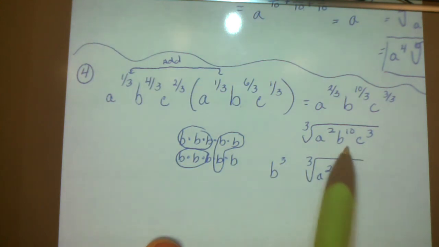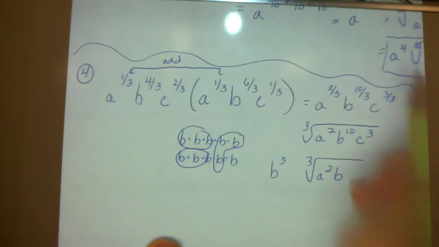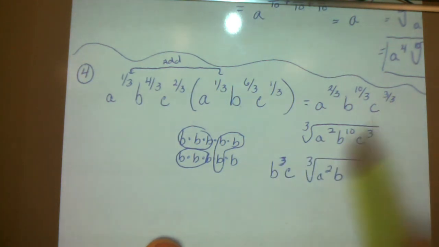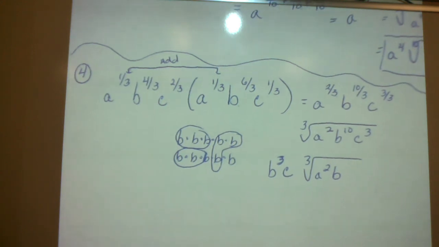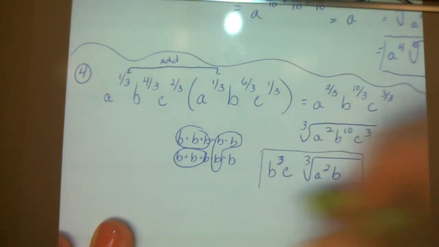And then I've got 3 c's. This one I don't need to write out. I've got 3 c's and I'm grouping by 3. That's going to give me 1 group. Or I could have just said 3 divided by 3 is 1. And I'm not left with anything else. So our final answer for that is b cubed c, the third root of a squared b.